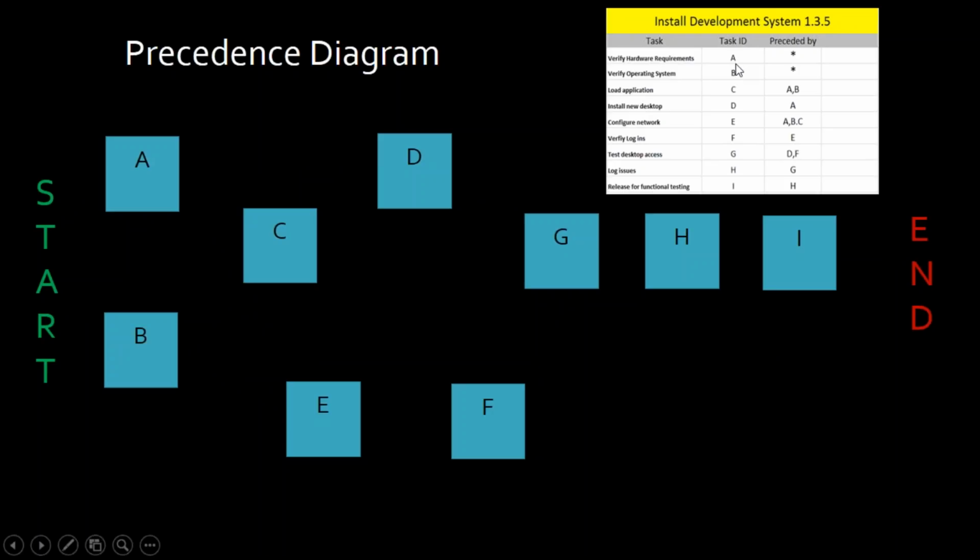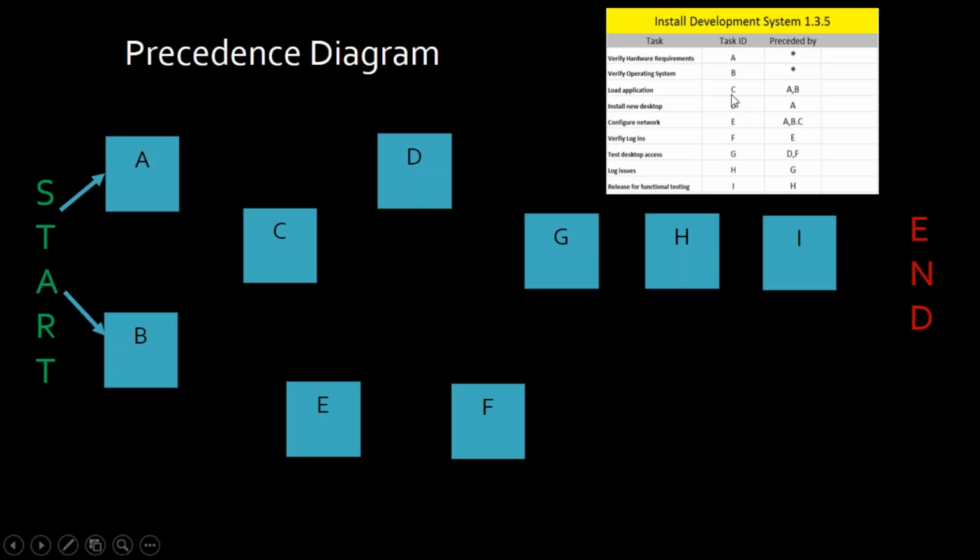The table says that tasks A and B really don't have anything precedent, don't have a "preceded by." What does that mean? That means that both tasks A and B can start right away. They don't have to wait for any reason, other than the start of the project. The project started, I can do A and B right away.